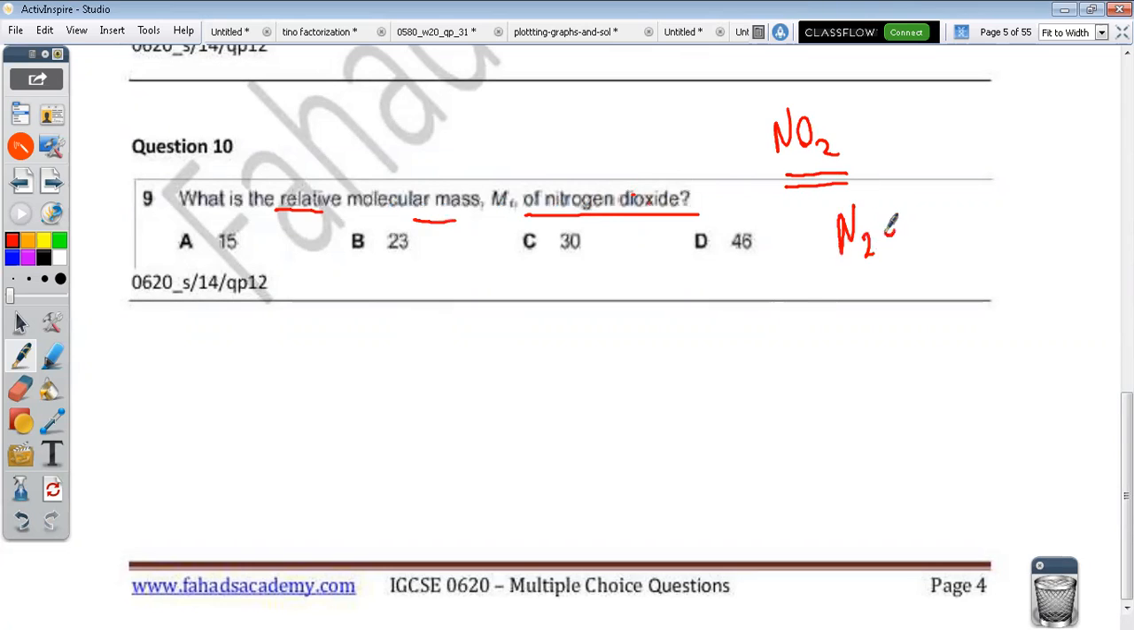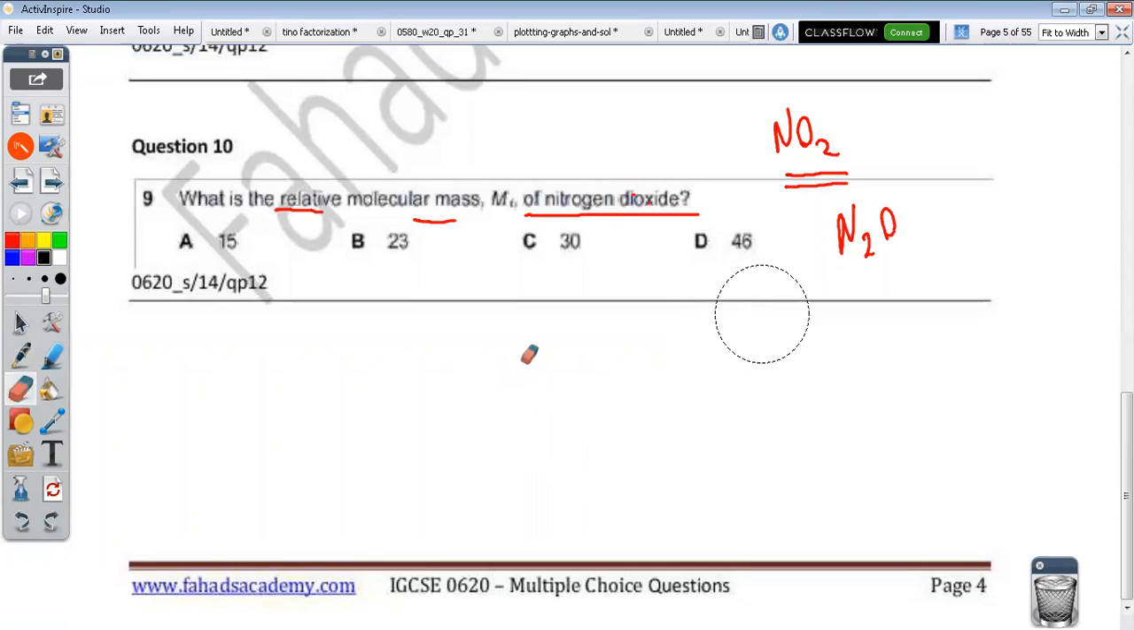What is the name of this? Nitrogen dioxide, carbon dioxide, 2. Carbon monoxide, 1 oxide. Nitrogen monoxide, 1 oxide. So what's the name of this? We can try that naming. This is nitrogen dioxide, we agree. Carbon dioxide, carbon monoxide, nitrogen monoxide, 1 oxide, mono.